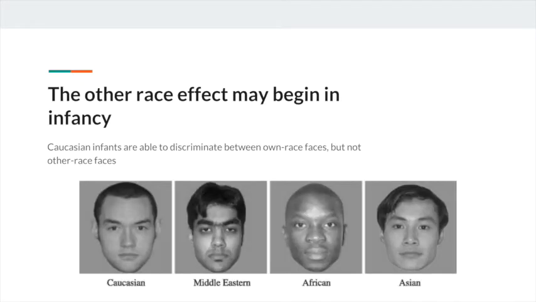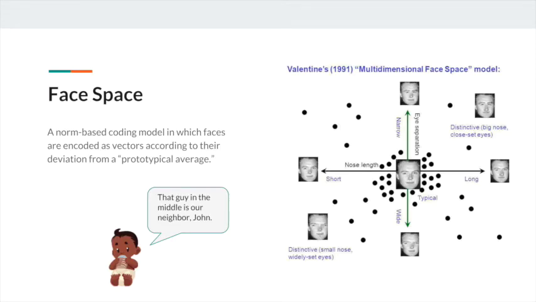We have discussed the other race effect in class, as well as the fusiform face area, and this research suggests that we may start developing this ability to differentiate faces, or lack thereof, during infancy. Alex would likely be able to better discriminate faces of his own racial group as well. Alex's understanding of faces is rooted in the concept of a face space.